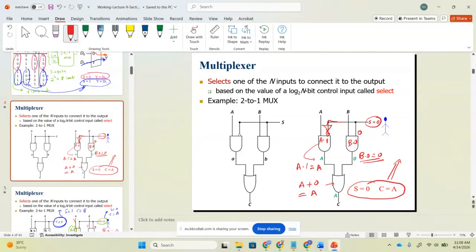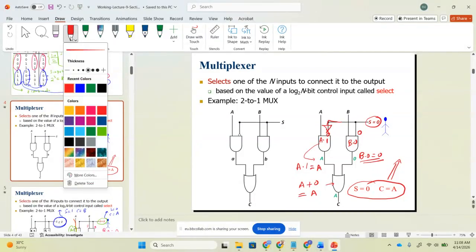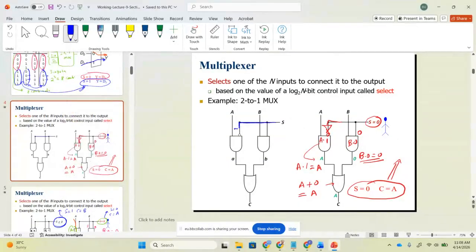Any question? Okay, now I'm looking at the blue color, and this is the same diagram. This is the inverter here. Very good, because at least you're paying attention. When S is equal to 1, what will be the value of C? Help me. A or B?